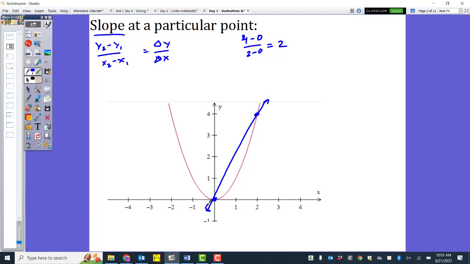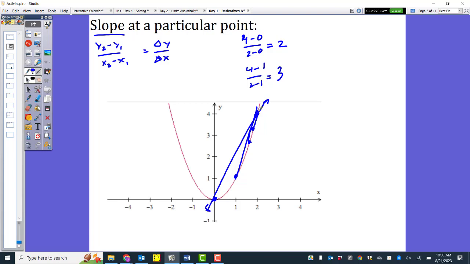Well, most of the time we just pick a closer point. So we go from here to here. So this is 4 minus 1 over 2 minus 1, which gives us 3. Okay, a slope of 3. Now that looks more like it, but we'd have to keep getting closer and closer points until we found one that was infinitesimally close. So let's look at this in a formulaic way.